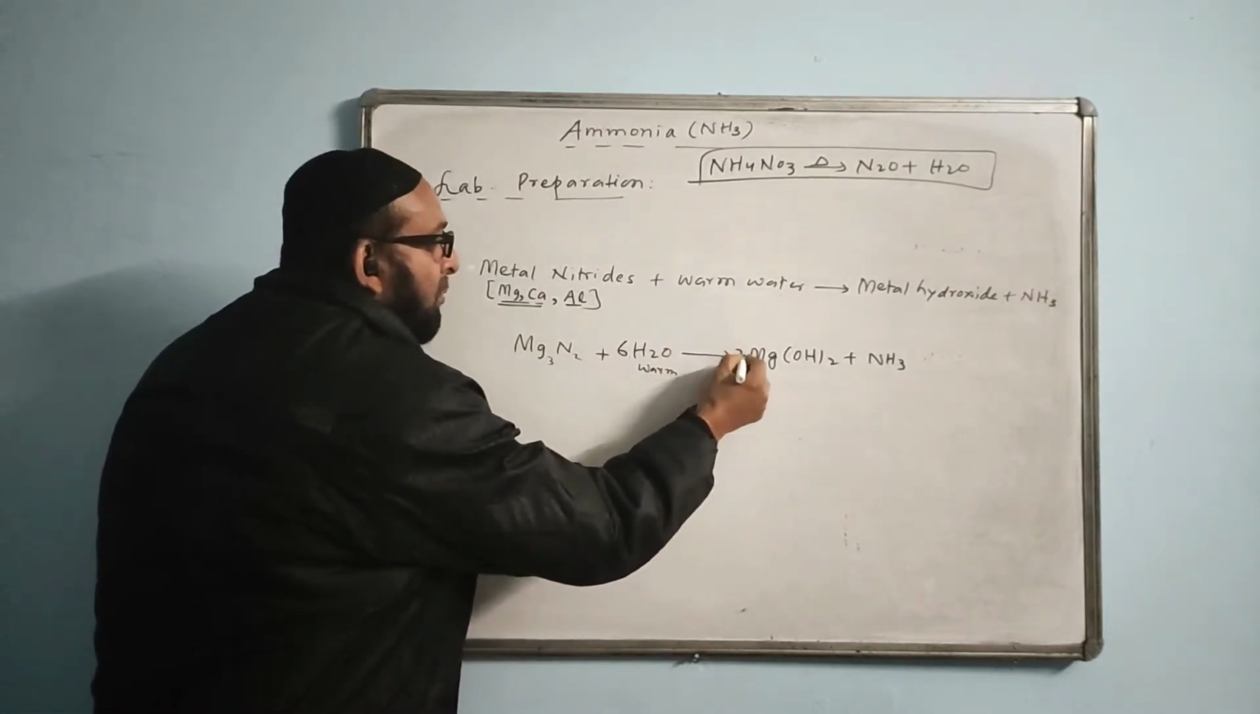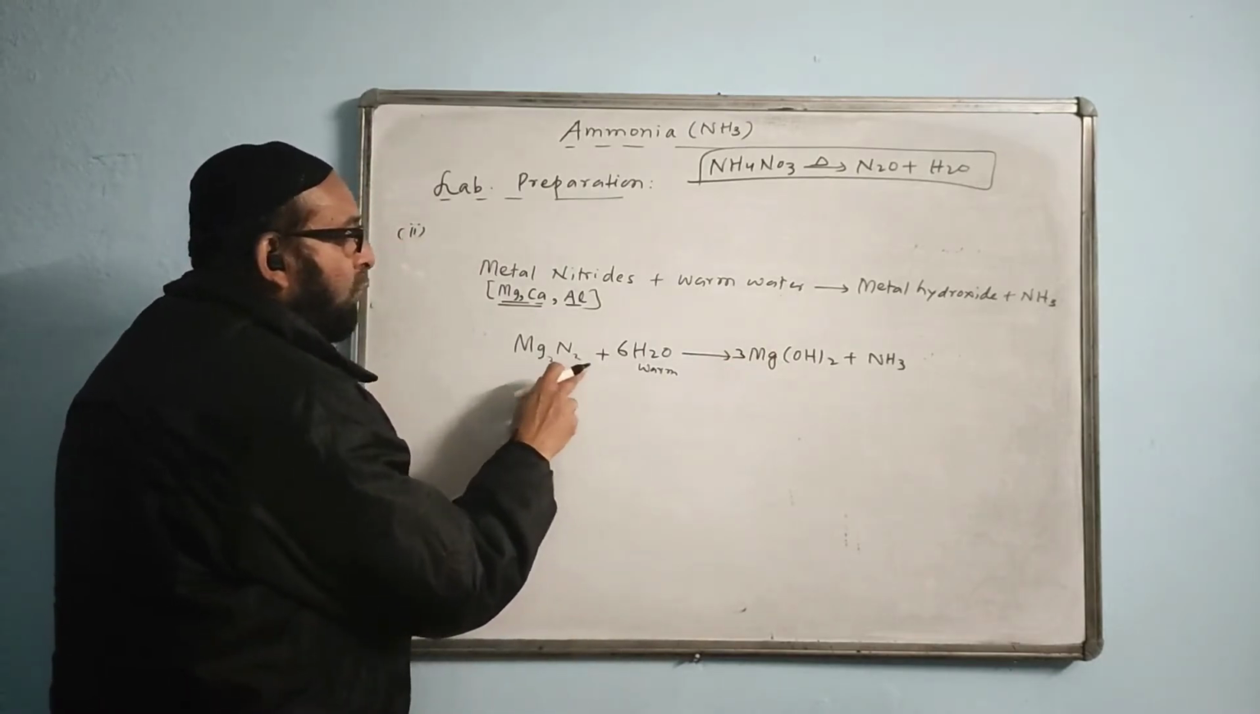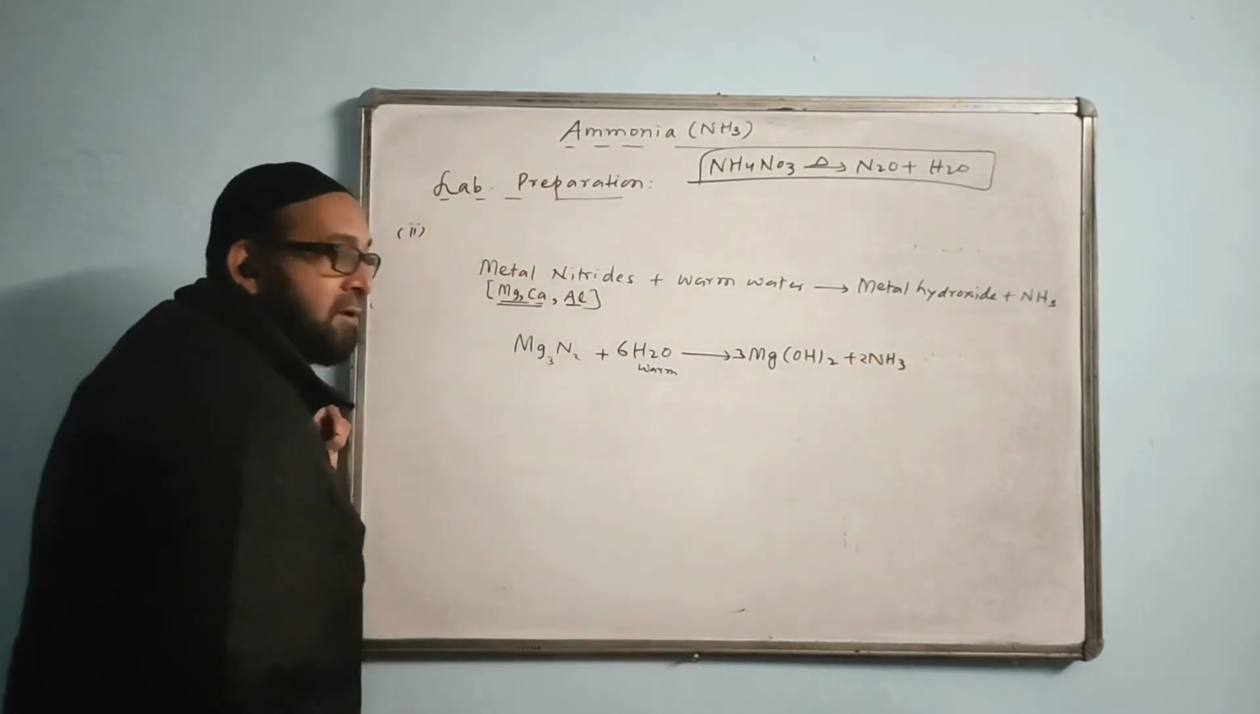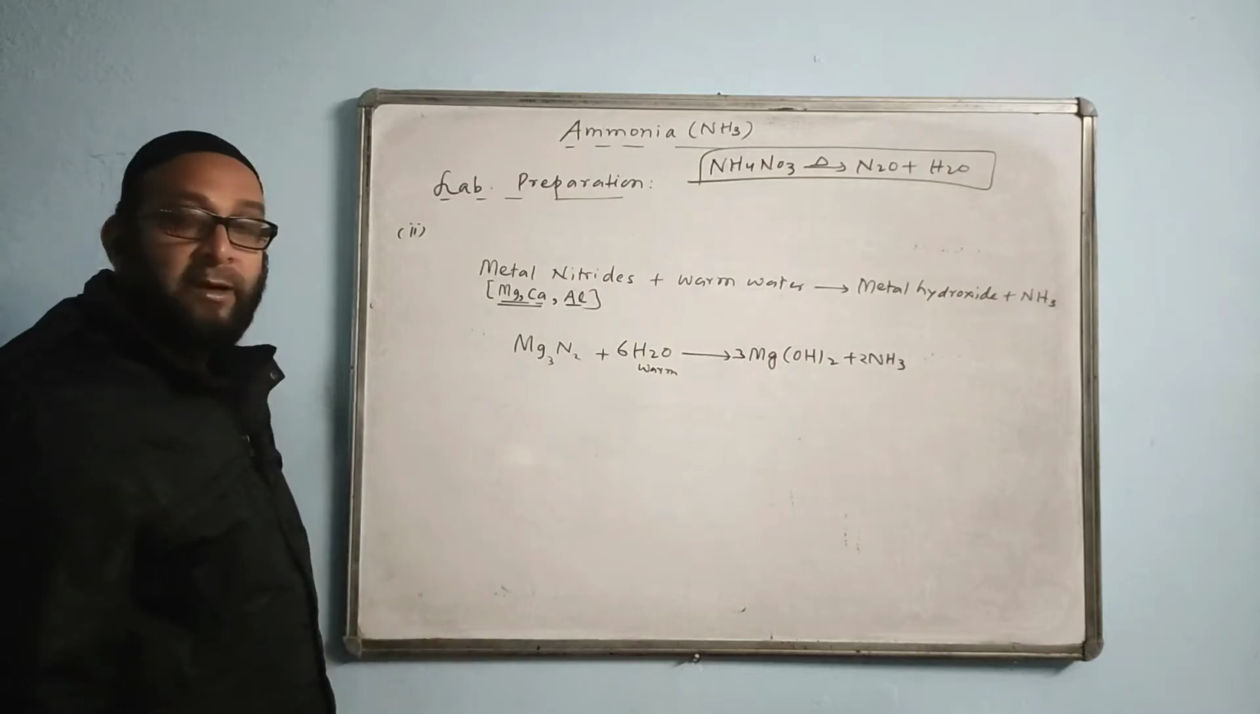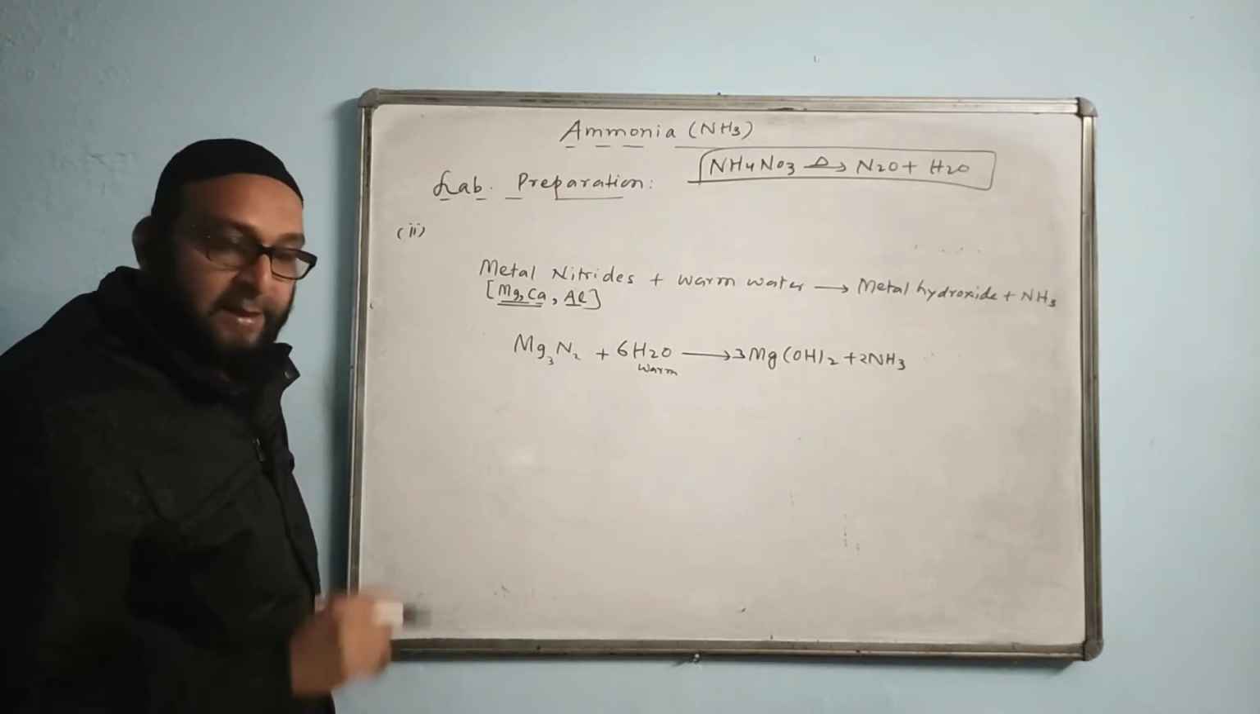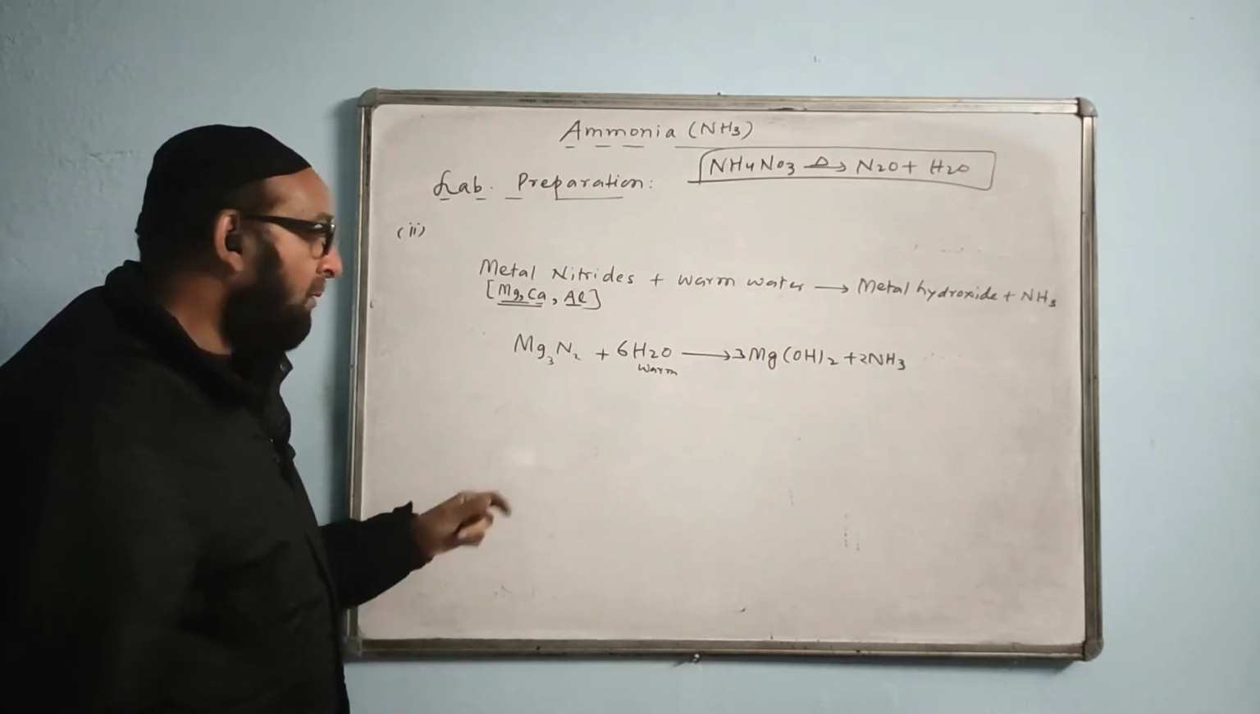Mg3 is here, so you put 3. N is 2, you have to put 2. Now it is all balanced. This number 6 is quite an important number, a key number. You have to know it, practice and know this better.